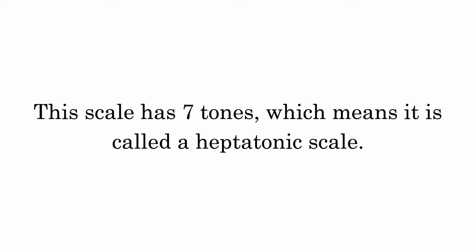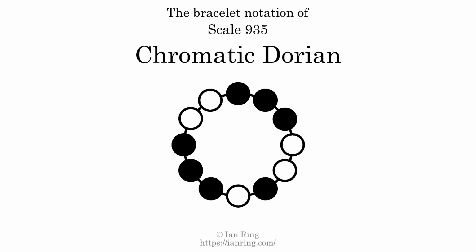This scale has 7 tones, which means it is called a heptatonic scale. This is a bracelet notation diagram of scale 935. The shaded circles represent tones that appear in the scale, and they are read clockwise, starting at the top.